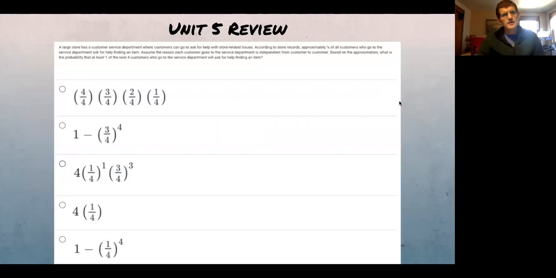Okay. So here we are looking at a large store that has a customer service department, and 1/4 of all customers who go to the service department ask for help finding an item. And the one important assumption is that these are all independent. The fact that they're independent allows us to use the multiplication rule, not the general multiplication rule. So that's an important distinction.